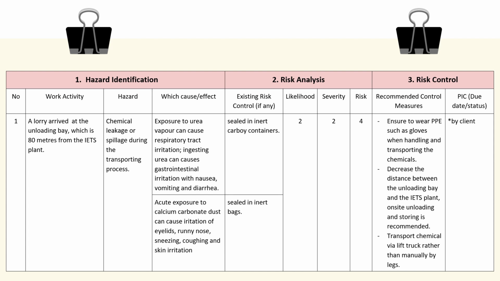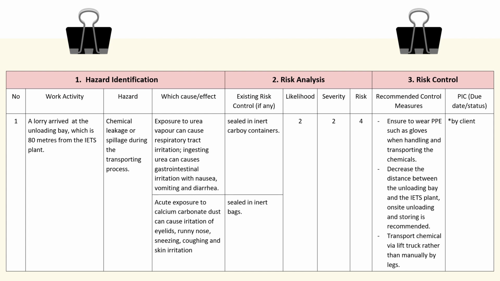The possible hazards from the activity are chemical leakage or spillage during the transporting process. Exposure to urea vapor can cause respiratory tract irritations. Ingesting urea can cause gastrointestinal irritations with nausea, vomiting, and diarrhea. Moreover, acute exposure to calcium carbonate dust can cause irritation of the eyes, runny nose, sneezing, coughing, and skin irritations. These are all consequences of the hazards. There is existing risk control for the activity.